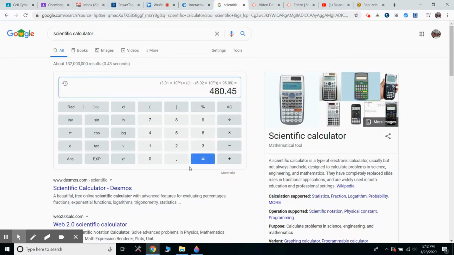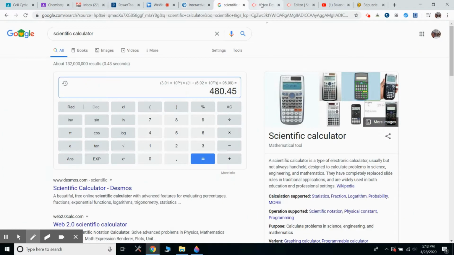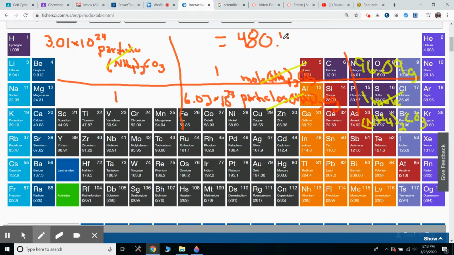And I hit my equal sign, and I see that that would have a mass of 480.45. So I'm going to put my answer up here. This would be 480 point, what did we say that was? 45 grams of ammonium carbonate.